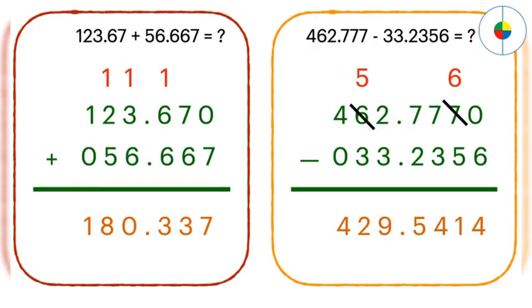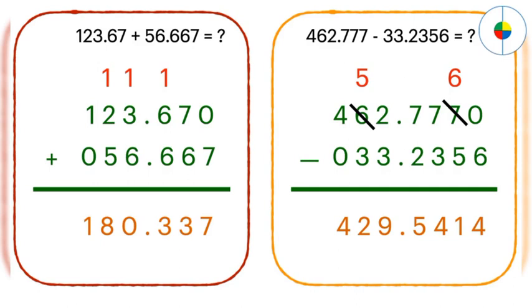As for the calculation for decimals, you only need to align the decimal point of the two numbers, and add 0 to unmatched positions. Then the logic and method will be the same. For example, 123.67 plus 56.667 can be rewritten as 123.670 plus 056.667.